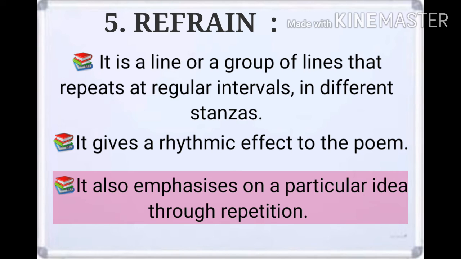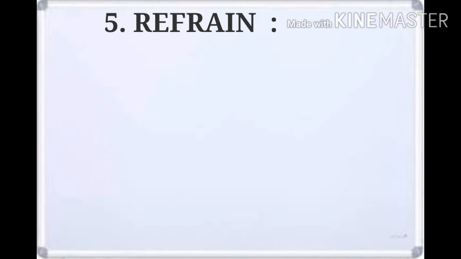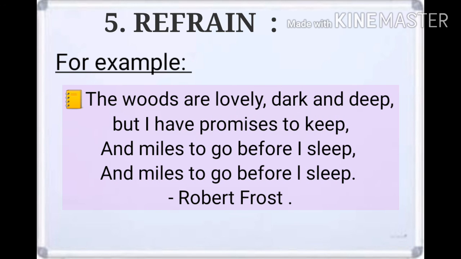The next type is refrain. It is a line or a group of lines that repeats at regular intervals in different stanzas. It gives a rhythmic effect to the poem. It also emphasizes a particular idea through repetition. So let's consider the example: the woods are lovely, dark and deep, but I have promises to keep, and miles to go before I sleep, and miles to go before I sleep.